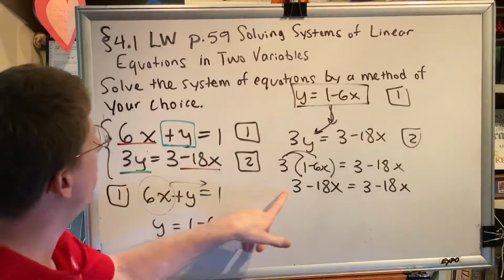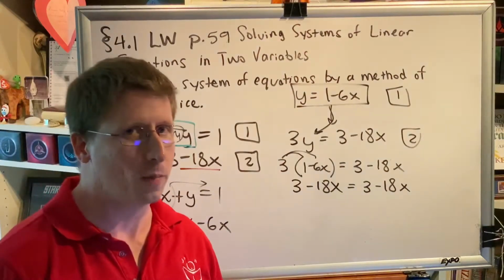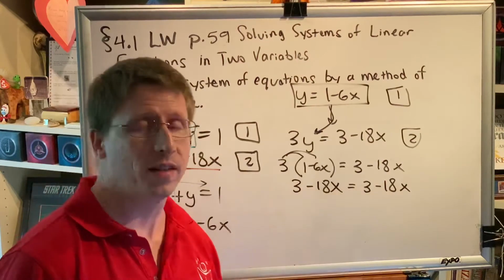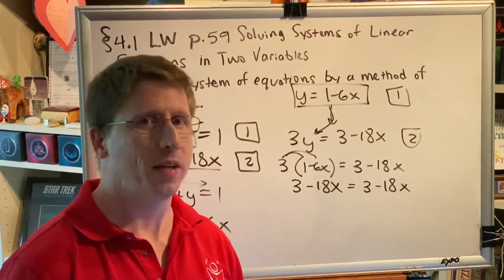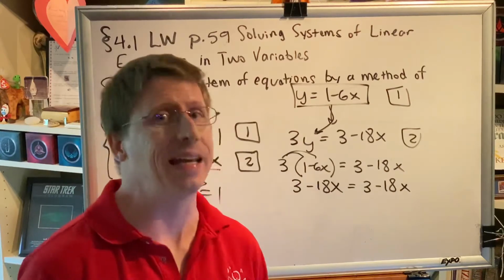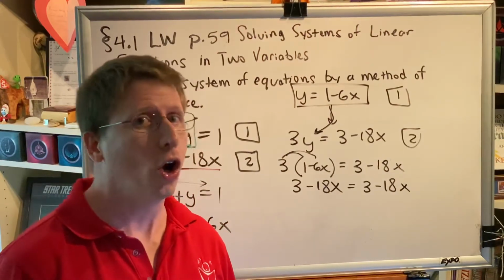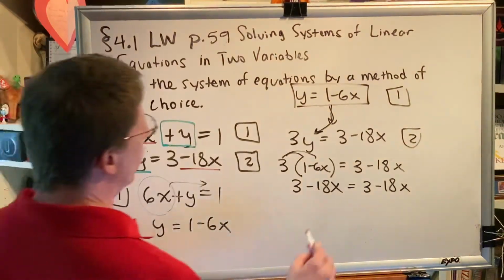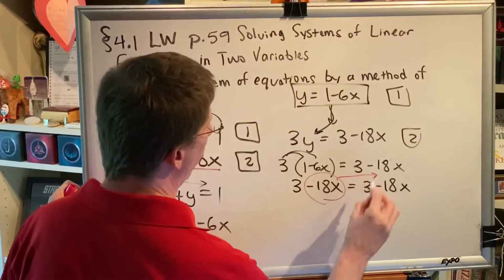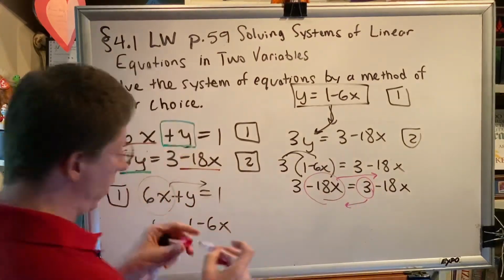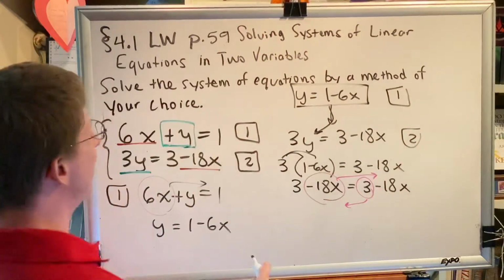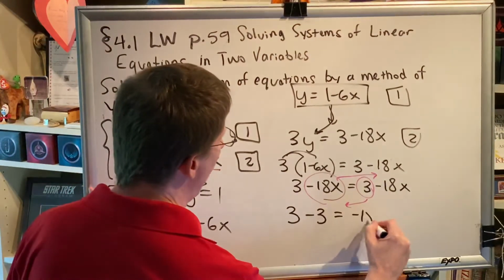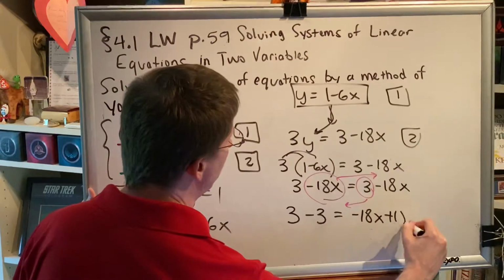This is the moment where we start to realize we're probably dealing with one of our special cases. Notice something. The left side and the right side are identical, which means this is probably going to be an identity, and therefore the right answer will be all real numbers. All right, let's pretend we don't notice that and continue on. Let's collect all terms that contain a variable on one side and all terms that do not on the other. And remember that when a term changes sides, it changes signs. So I get 3 minus 3 equals negative 18x plus 18x.